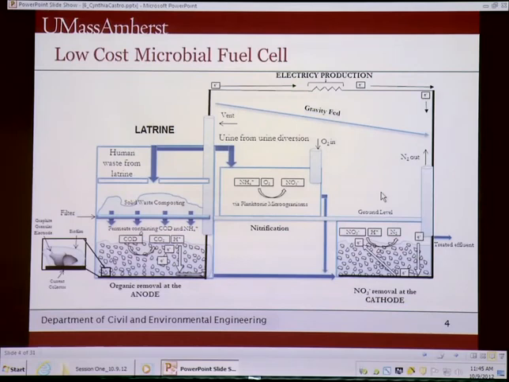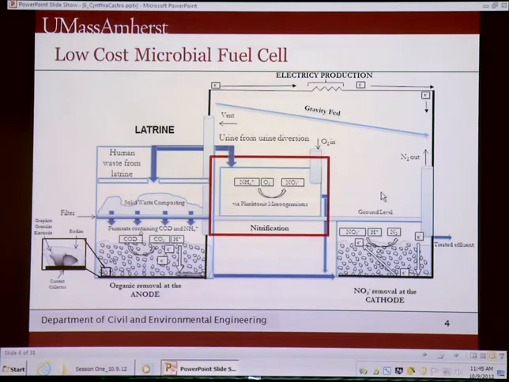So this is our schematic for the microbial fuel cell in Ghana. We have the latrine, and the solid waste is composted and filtered out in this composting chamber. Then the liquid waste that contains soluble COD will go into the anode chamber. Both the anode and the cathode have graphite granules as the electrodes, and the biofilms that develop around these electrodes oxidize the COD in the anode.